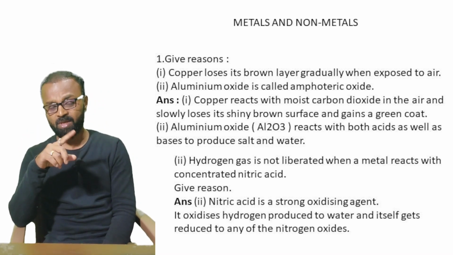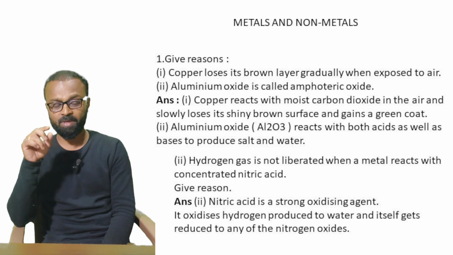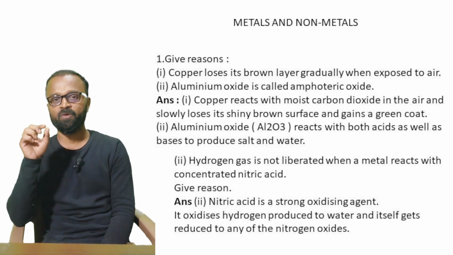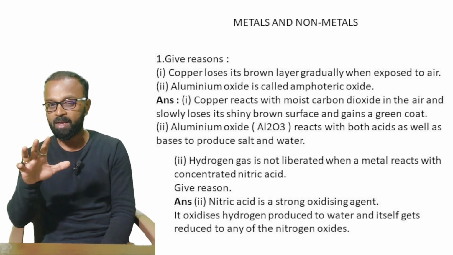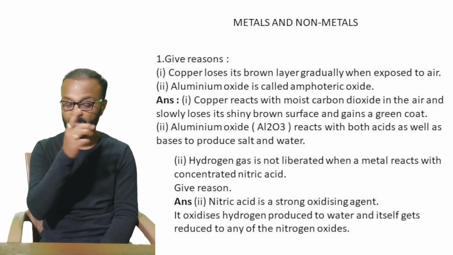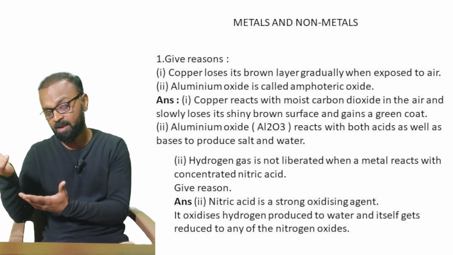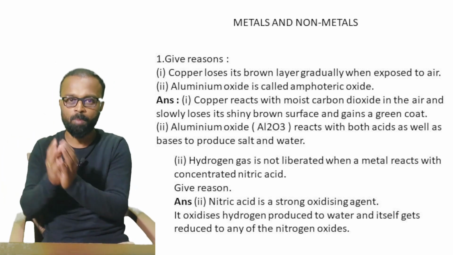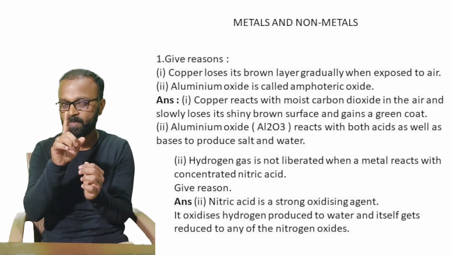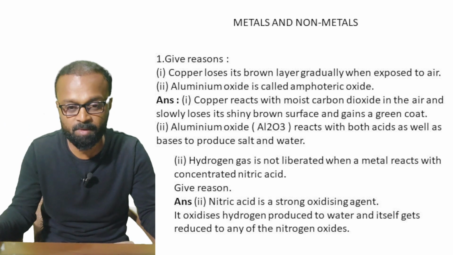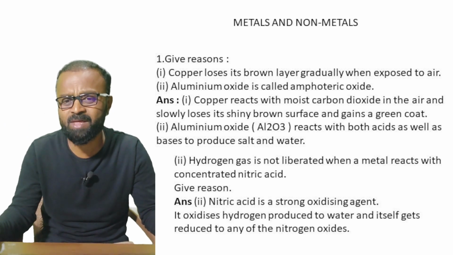In the previous questions we were discussing, in the first chapter, that copper will react with moist carbon dioxide and there will be the formation of copper carbonate, which is green in color. That's the reason copper will lose the brown color. Similarly, why is copper going to form a black color compound? Because copper is going to react with the oxygen in the atmosphere. It is going to form copper oxide, and copper oxide is the black color compound. Remember that.